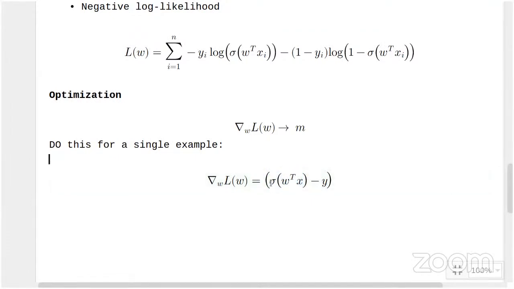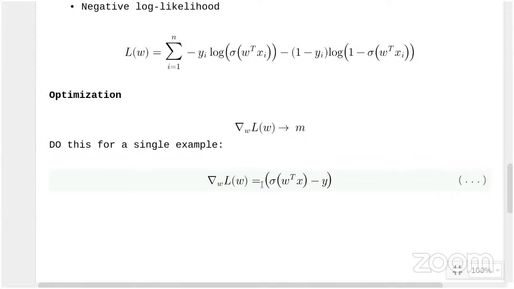So what does this term represent, sigma of W transpose X minus Y? Intuitively, it's the predicted label minus the actual label. So what quantity is it? How distant is it from y? If it is smaller, then it's good for us. If it is bigger, it's bad for us.